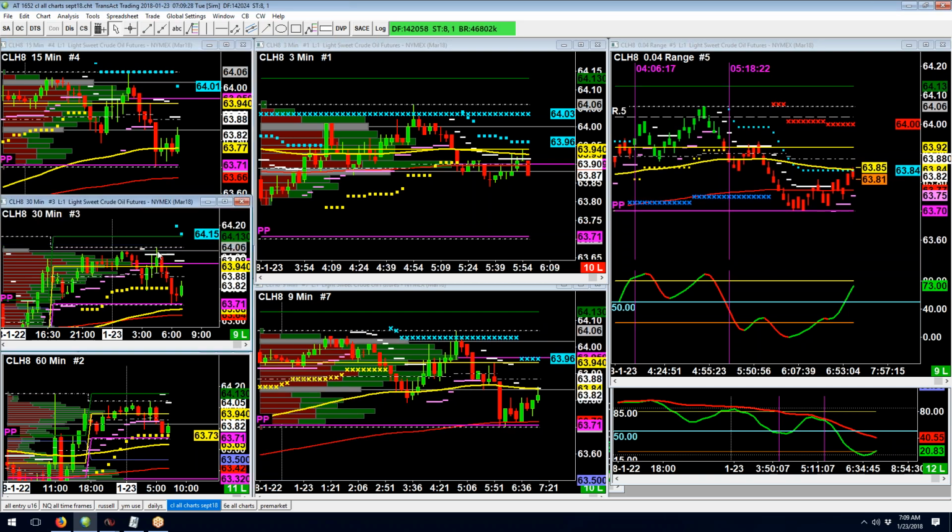When you look at it on the 30, it was below. So no issues there because we're taking a buy. So we've got room above us, and the same thing on the 60.